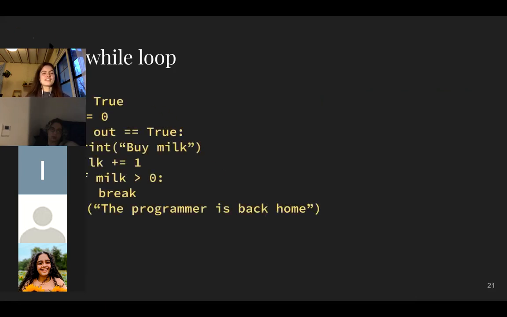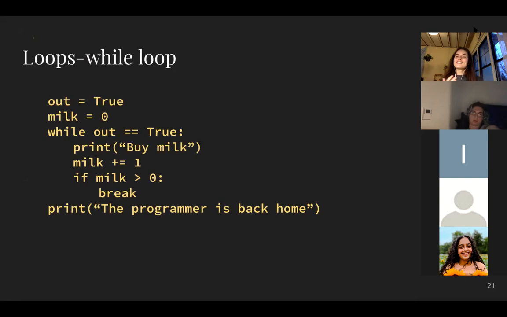So let's write some code for that scenario, but it does end, because that's really important. So setting this variable out to true, setting milk to 0. Again, these are just variables that we're setting values to. And then using a while loop. So while out is equal to true, we're going to print buy milk. We're going to increase milk by 1.